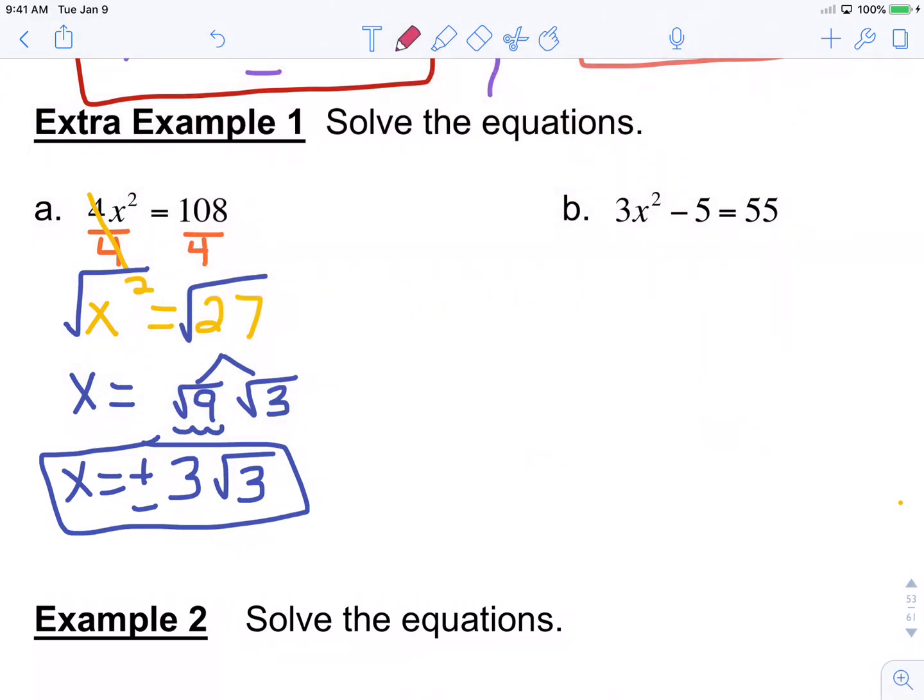So when we have to solve an equation that has a 3x squared minus 5 equals 55, think about the first step that you would do here. Our goal is to combine the like terms. So the first thing that we would do, how would we try and get x squared by itself? Well, we would add 5. All right, so we added 5, and the 5's cancel. 55 plus 5 is 60.